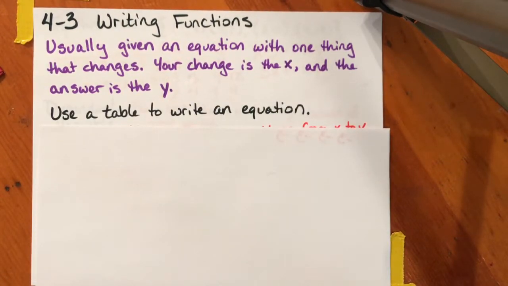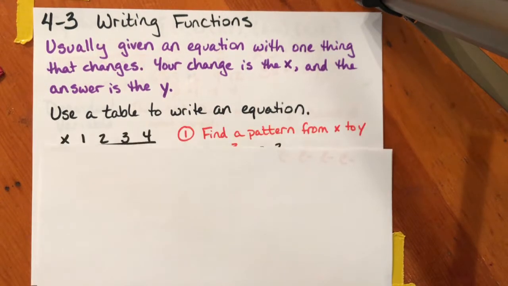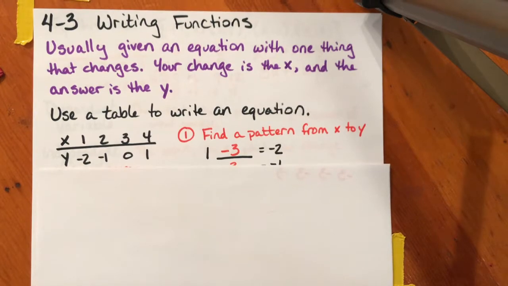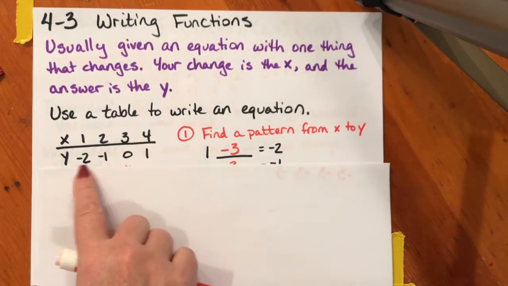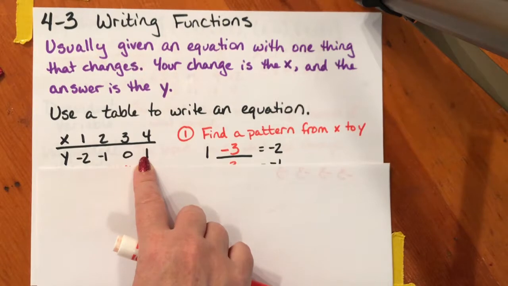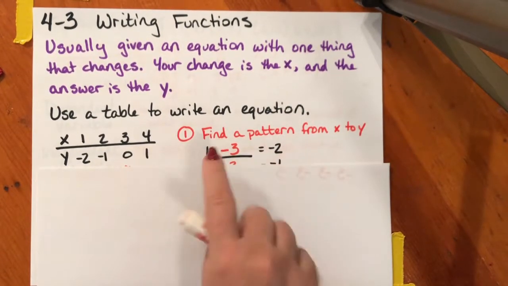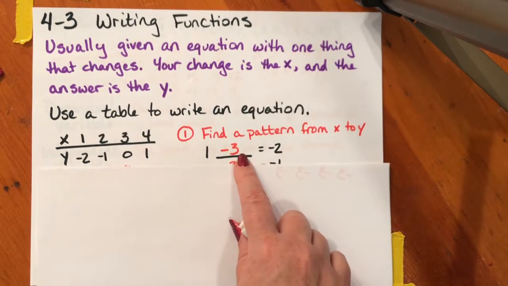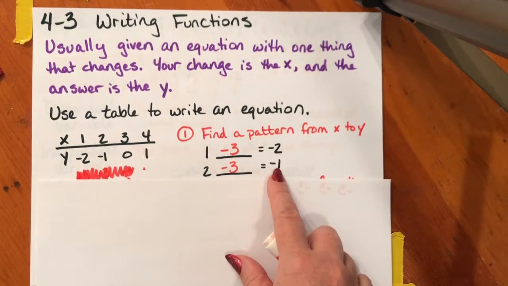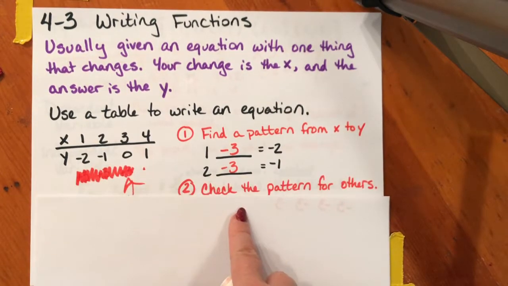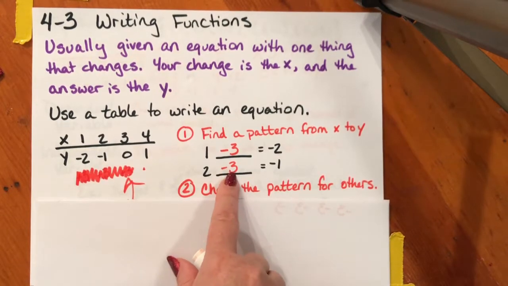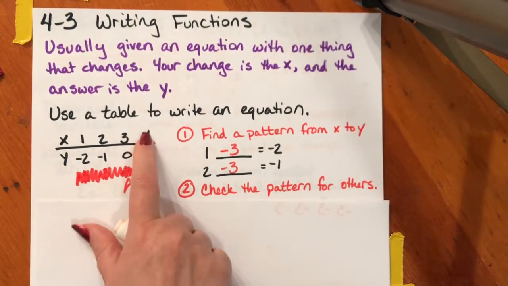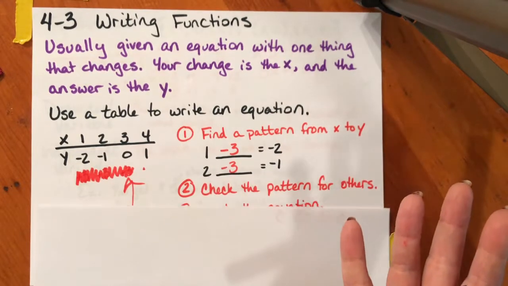Now, the first thing they're going to do is give you a table and ask you from that to write an equation. Here's an example. They've given you all of these x's and all of these y's, and they want you to find a pattern. And if you look, what is it you need to do to get from 1 to -2? That's subtract 3. And from 2 to -1, that's subtract 3. So you're going to check this subtract 3 pattern for all of the others. You know that this works.